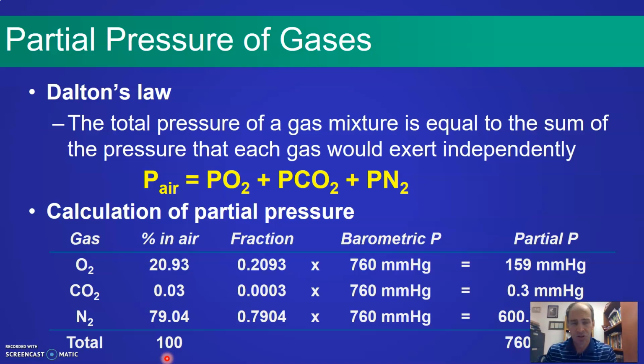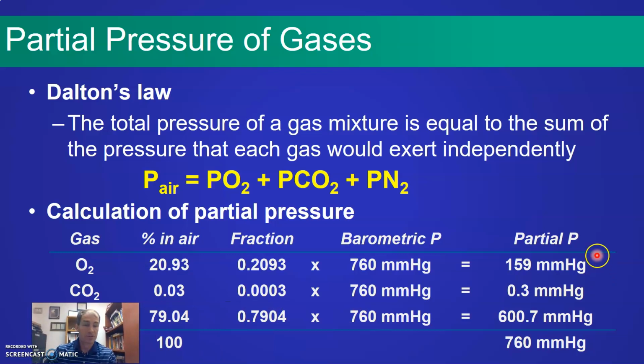So if we want to know the pressure of each of those gases, not the percent they make up of the air, but the pressure they exert, because again, air does have pressure, we take the percent of that gas in the air, so in this case, oxygen is 20.93%, or 0.2093, and multiply that by the total atmospheric pressure, or barometric pressure, which where we are right now, we'll just call 760 millimeters of mercury. When we do that, we get 159 millimeters of mercury. So the partial pressure of oxygen right now in the air we're breathing in is roughly 159 millimeters of mercury.